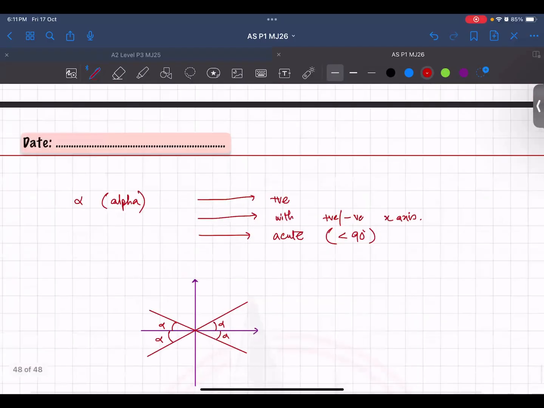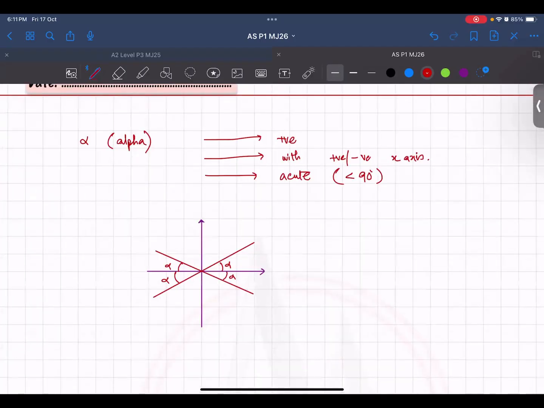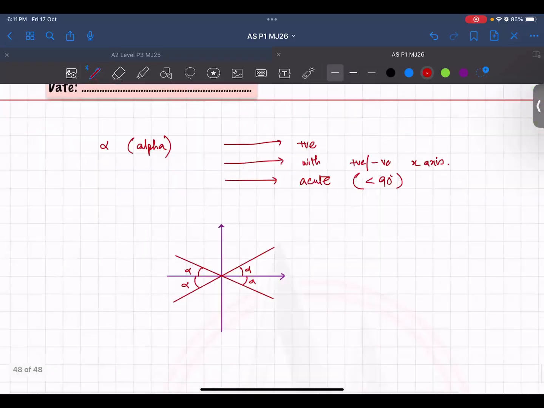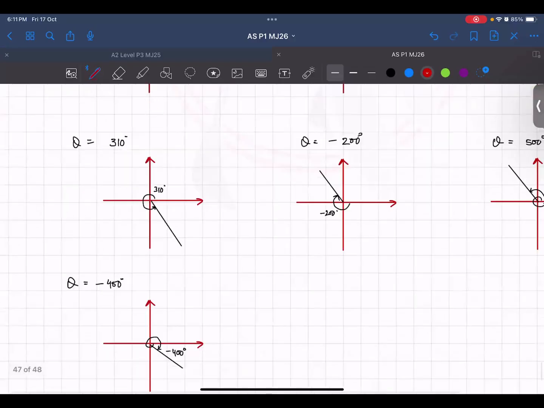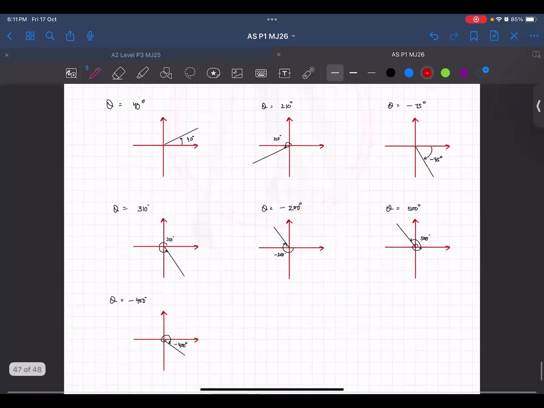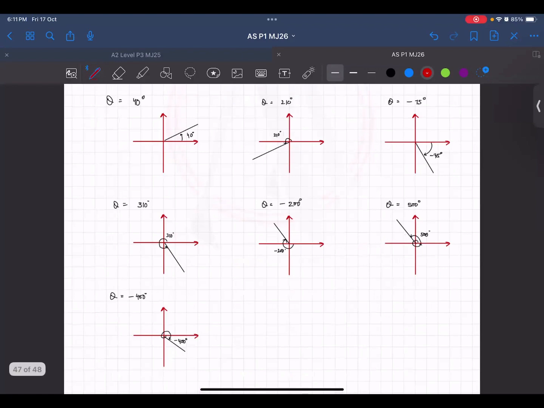So I can see all of these angles alpha that I have placed over here are with the x-axis, positive or the negative. And all of them are acute. Look, you can see all of them are less than 90. And all of them are positive. So now they ask you to find the alpha for each of these thetas that we have made.